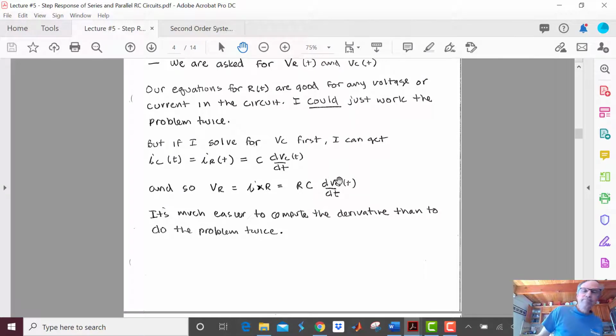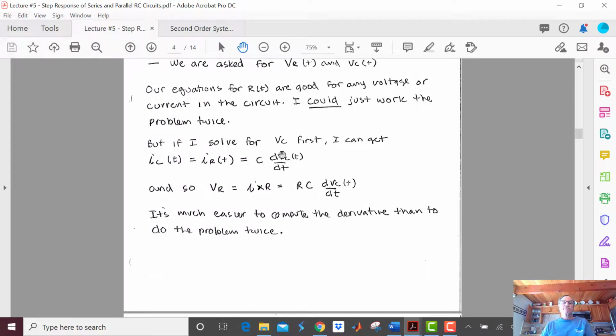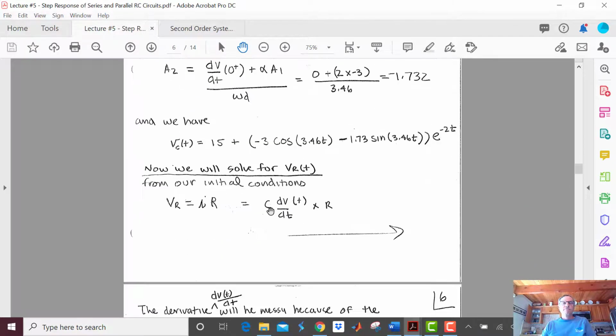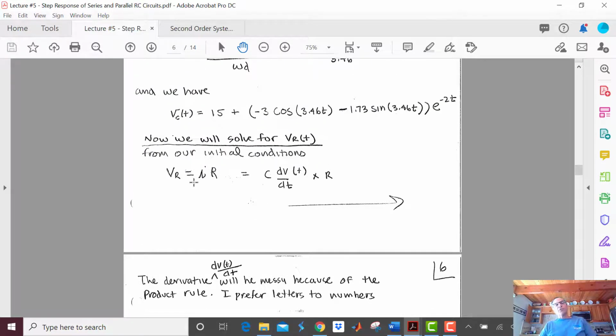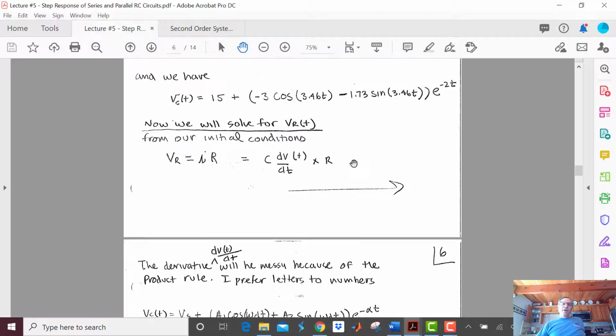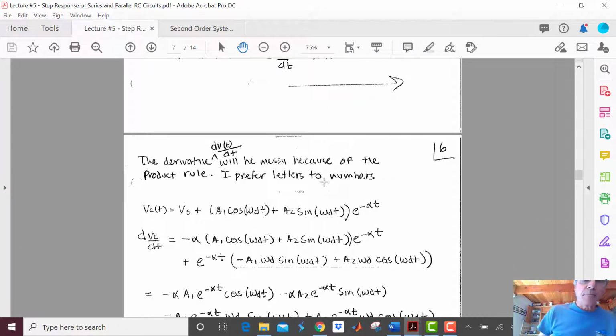So what we're going to do is get the derivative of Vc and multiply it by RC. Again, going back to the roadmap, we got Vc. Now we're just going to doctor it up a little bit to get VR. And here's the formula we're going to use. VR is just C dV dt times R. We got to take the derivative of this. And that's going to be messy, so I'm going to use letters instead of numbers.